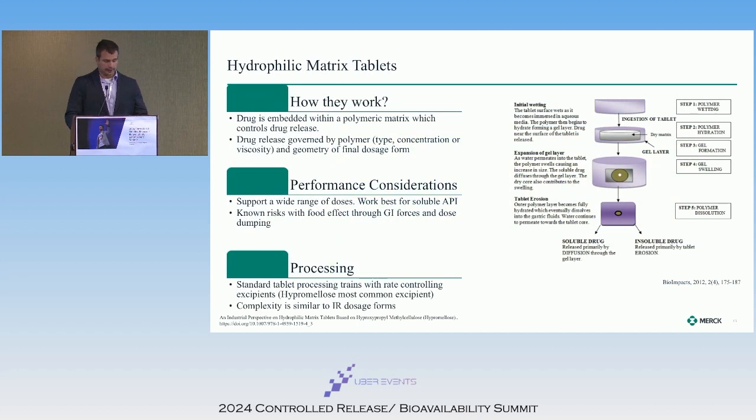And just a little bit on the hydrophilic matrix tablets. These work by the drug being embedded within a polymeric matrix, which controls your drug release. The release will be governed by your polymer and the geometry of your final dosage form. As I mentioned before, this works best for soluble APIs and can support a pretty wide range of doses, but they generally have bioperformance risks. From a processing perspective, most of these use standard tableting process trains. It's really just adding a polymeric excipient into your blending step.